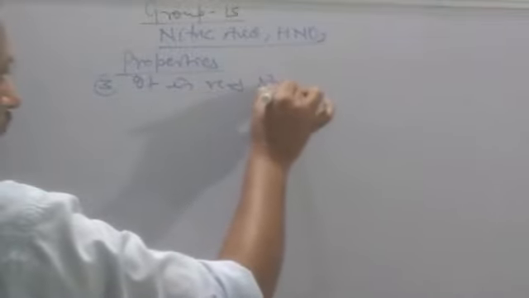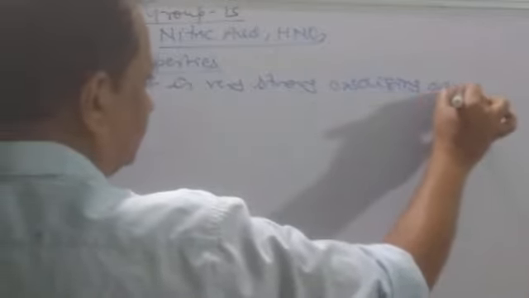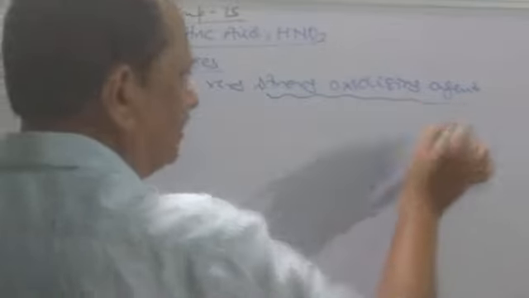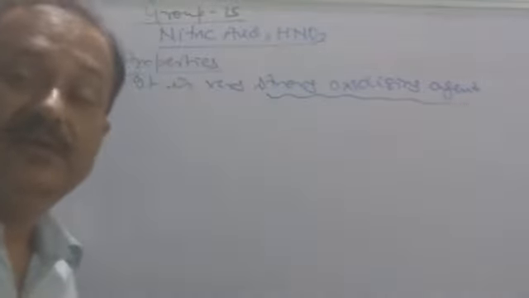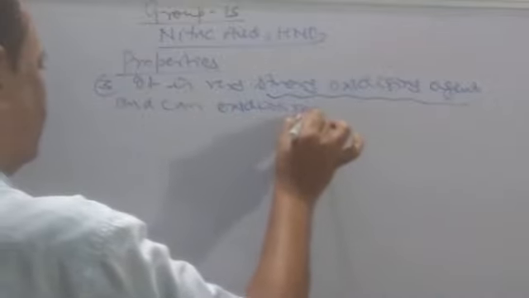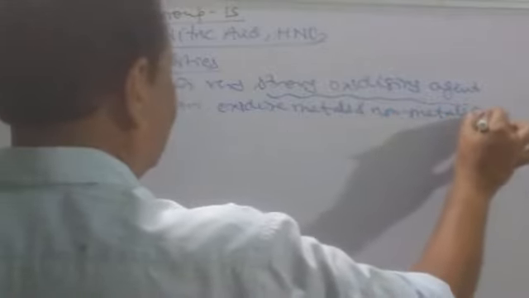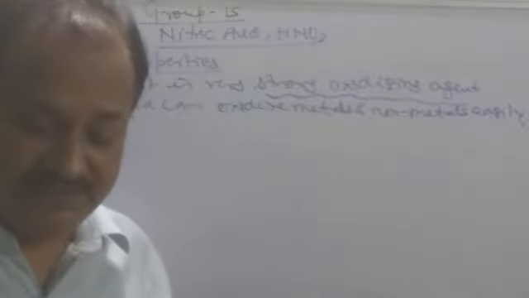Now coming to the third property, it is a very strong oxidizing agent. It is a very strong oxidizing agent, and it can oxidize metals as well as non-metals easily. Metals are converted into nitrates, and the conditions are different there.